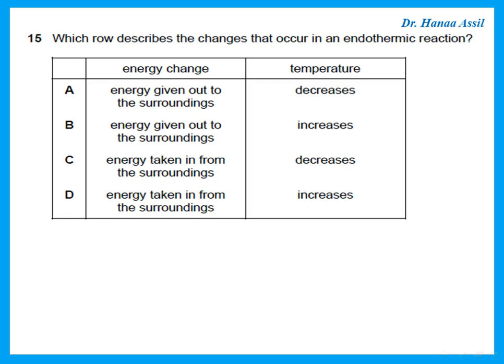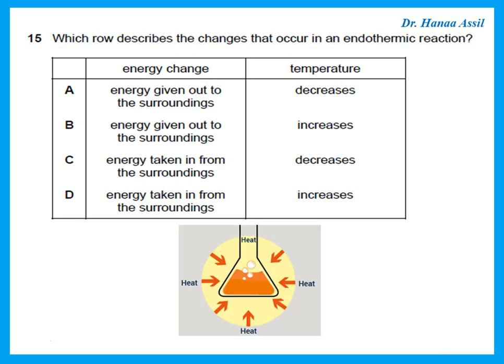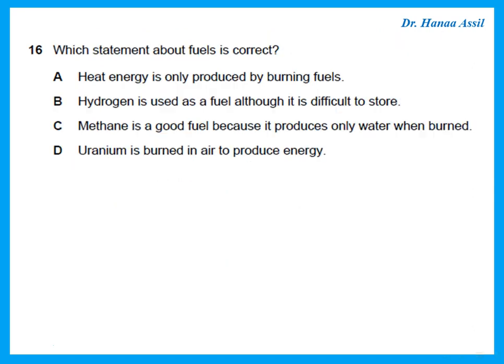Which row describes the changes that occur in an endothermic reaction? Endothermic, what does that mean? We said endothermic reaction is one that takes in heat. It takes in heat from the surroundings. So that means that the temperature of the surroundings decreases. Please note that endothermic takes in heat. It takes it from the surrounding solution. So the surrounding solution will become colder, its temperature will decrease.